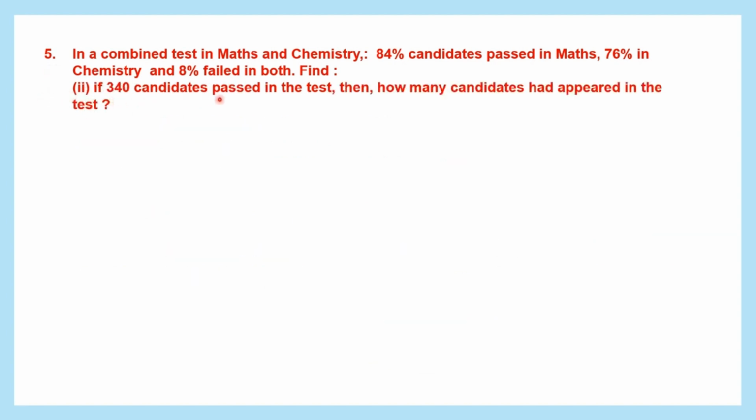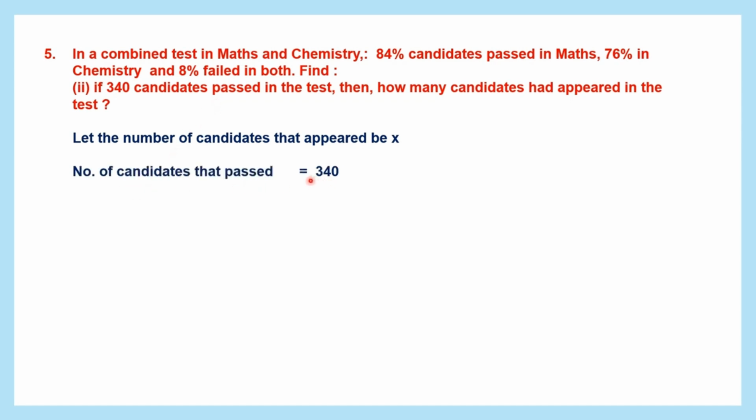Second part of question 5. If 340 candidates passed in the test, then how many candidates had appeared earlier? So we don't know how many appeared. So we're going to consider that to be X. Let the number of candidates that appeared be X. And here we are told that 340 candidates passed in the test. So number of candidates that passed is 340.